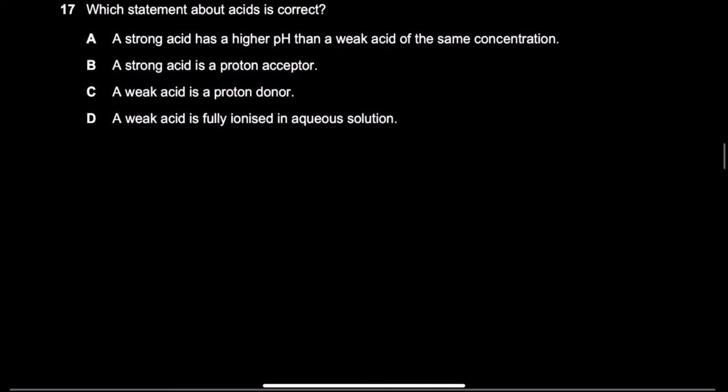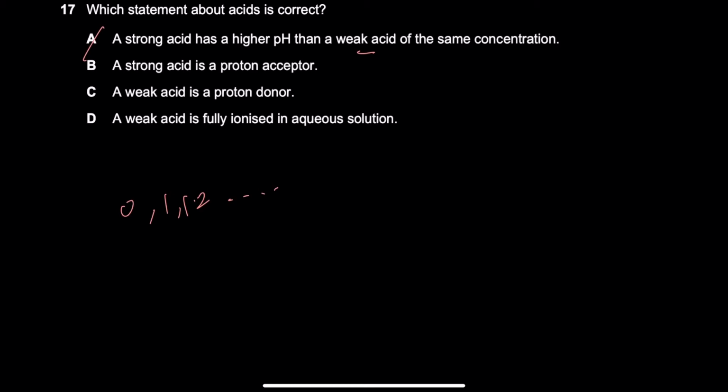Which statement about acid is correct? A strong acid has a higher pH than a weak acid. No, a strong acid should have a lower pH, close to 1 or 0. It should either be like 1, 0, or maybe like 1.2 or something like that. It shouldn't be higher than that, because the higher you go, the weaker the acid becomes.